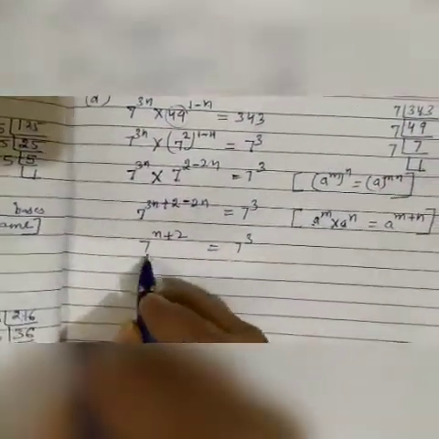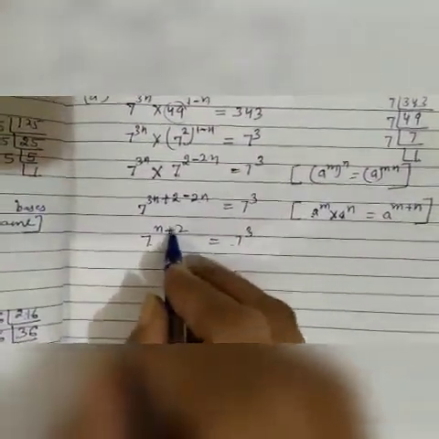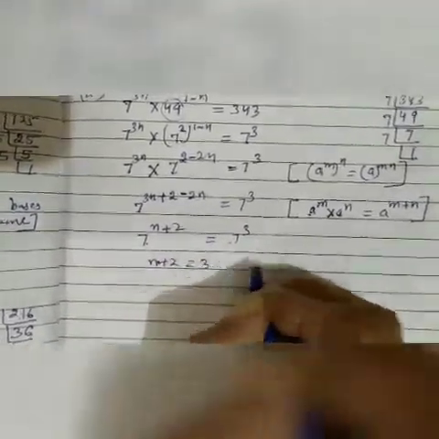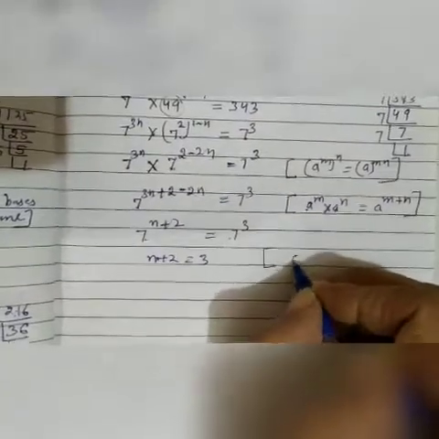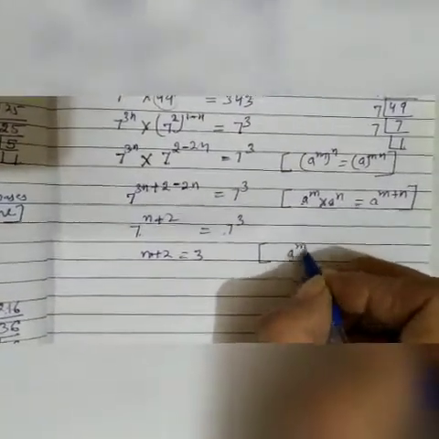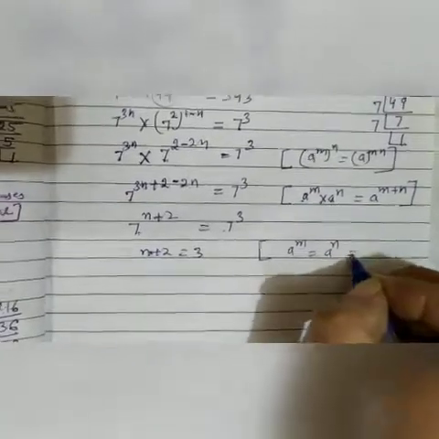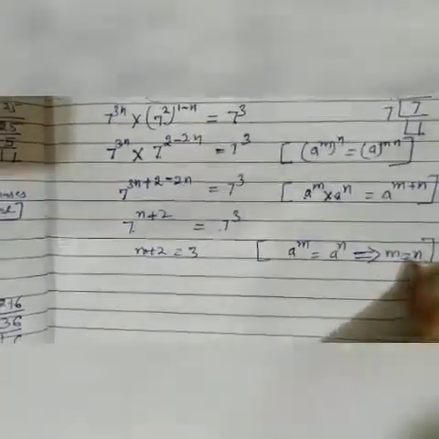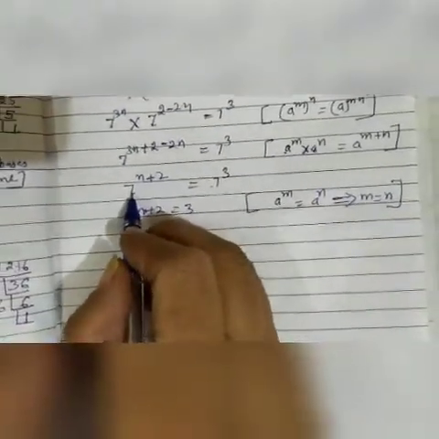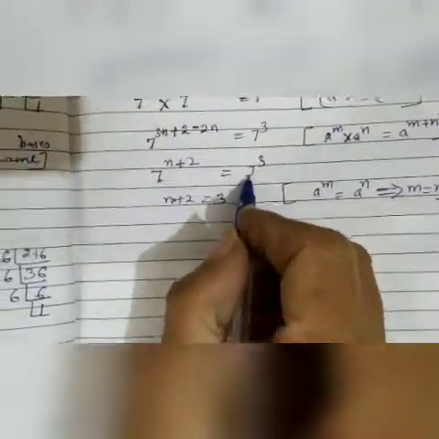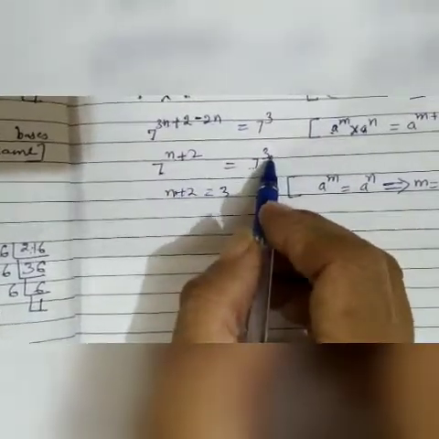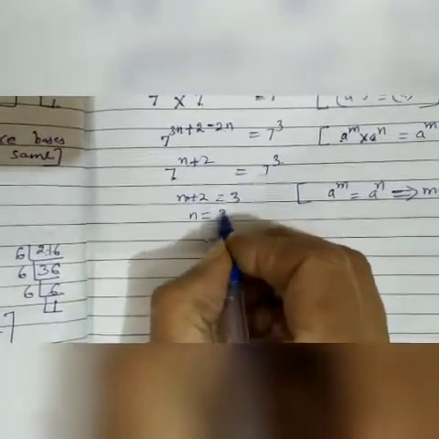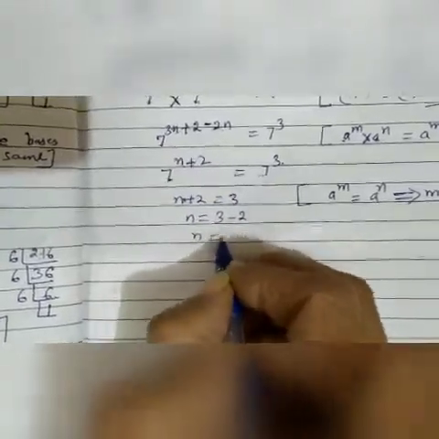Now bases of both the sides are equal, so their powers will be equal. N plus 2 is equal to 3. What will we write here? Which law? A power m is equal to a power n gives m is equal to n. If bases of the left hand side and right hand side are equal, then their powers are also equal. So n plus 2 is equal to this 3. Then n is equal to 3 minus 2. N is equal to 1.